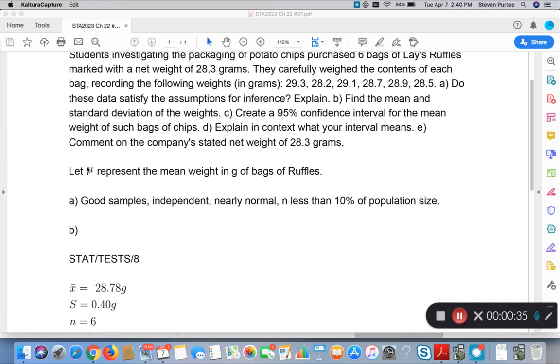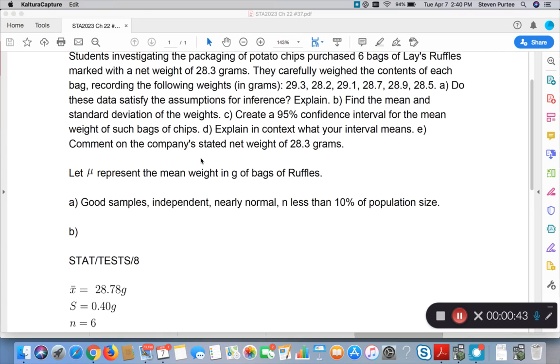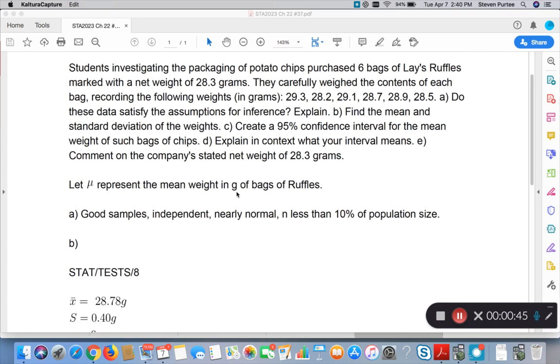Let mu, the population mean, represent the mean weight in grams of a bag of Ruffles. Technically, this whole problem is wrong because grams is not a measure of weight. It's a measure of mass. But that's okay. Technically, we're talking about mass here, not weight.